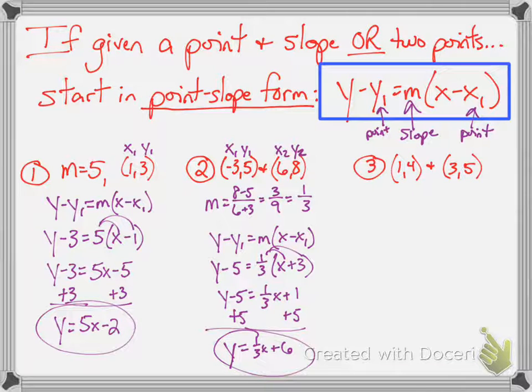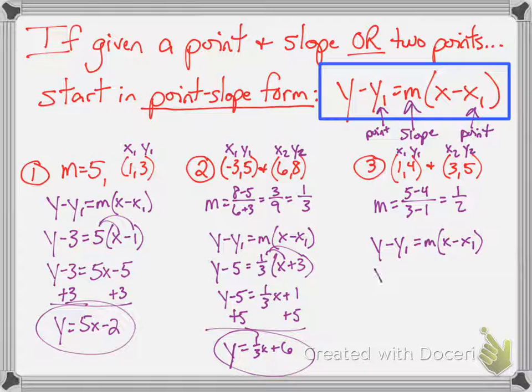Number 3 is going to be the same idea. If I got 2 points, I'm going to go find the slope of it first, and then write my equation from there. So y2 minus y1, 5 minus 4, over x2 minus the x1, 3 minus 1. Gets me a slope of 1/2. So again, we're going to go to the point-slope form. Y minus y1 is 4 equals 1/2. That's my m. Parentheses x minus the x1, which is 1.